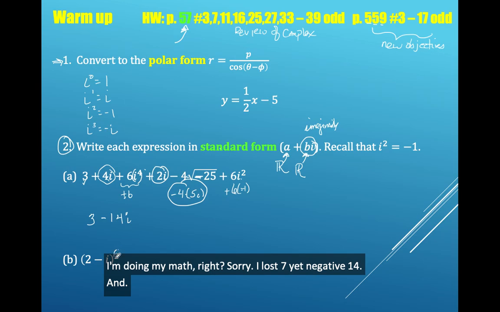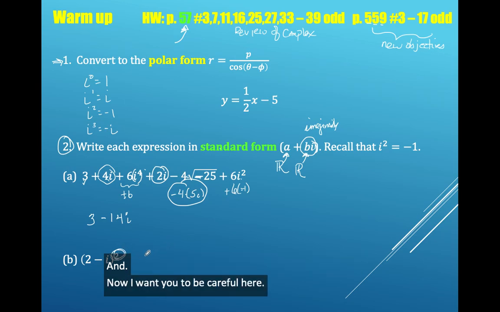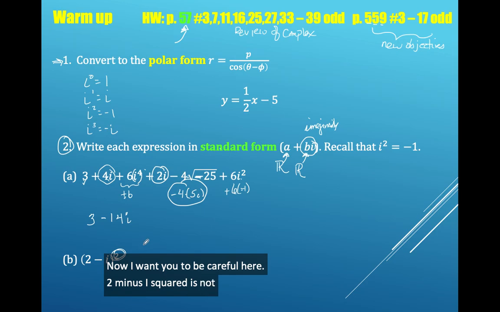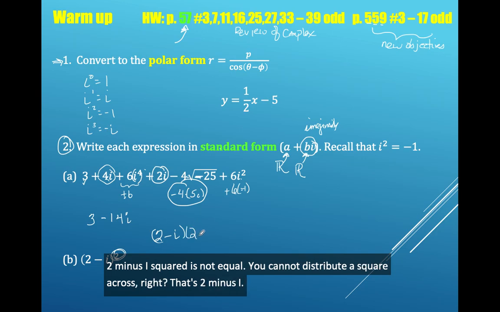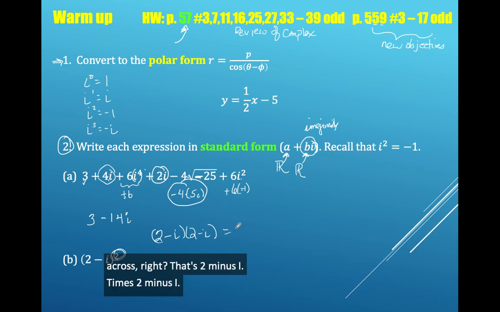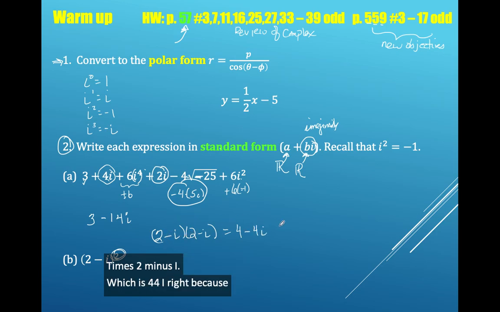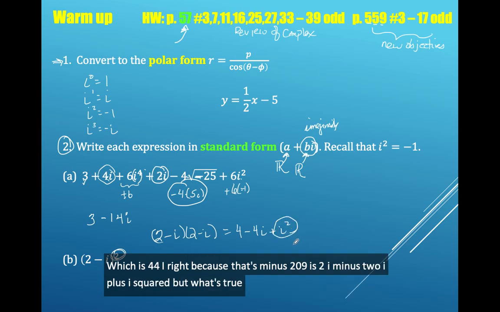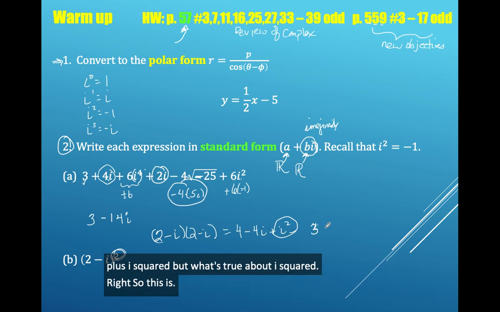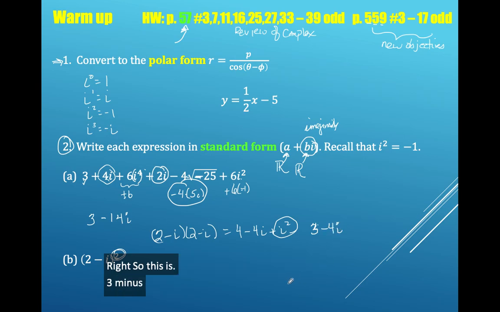Now, I want you to be careful here. 2 minus i squared is not equal. You cannot distribute a square across, right? That's 2 minus i times 2 minus i, which is 4 minus 4i, right? Because that's minus 2i, minus 2i, plus i squared. But what's true about i squared? That's right. So this is 3 minus 4i. Awesome.